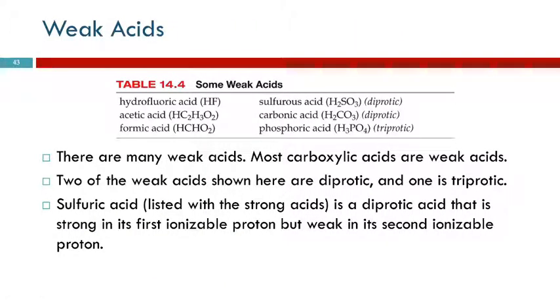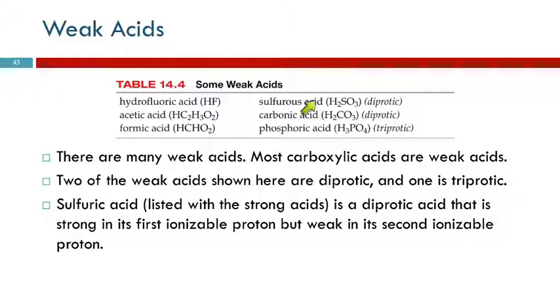So there are lots of weak acids. You may have heard of carboxylic acids. Those are weak acids that are naturally occurring. Things like acetic acid, malic acid, citric acid. Those are all carboxylic acids. Of the weak acids listed here, hydrofluoric, acetic, formic, that's the acid that is in red ants, and when they bite, it stings very badly.